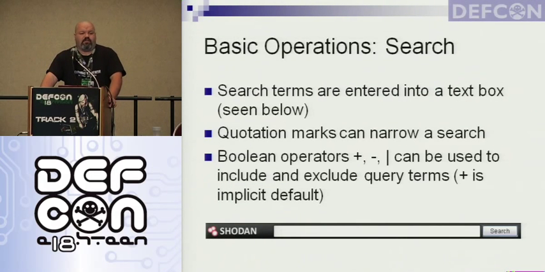So basic operations. What's the difference between searching Google or searching Yahoo or searching SHODAN? Well, the syntax is kind of the same. We can use Boolean operations, plus, minus, that sort of thing. We can use quotation marks to narrow down a search. And you just enter them into the box. So the syntax, of course, of what you put into SHODAN is the same as any other search engine. However, the actual content of your search term is going to be a little bit different.